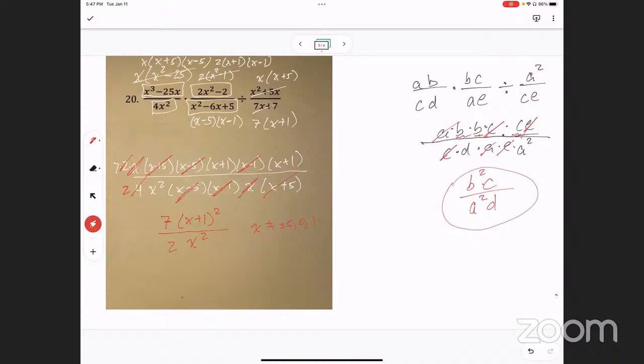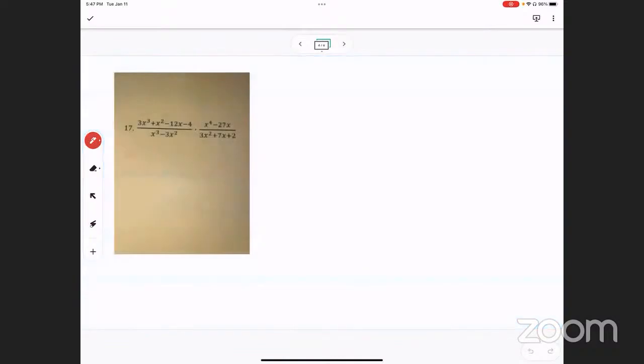I don't know if I have to include -1 as well, because technically -1 would give you a 0 here, and that would make that undefined. So I think maybe you should also say -1. Okay, good. Can I move on?